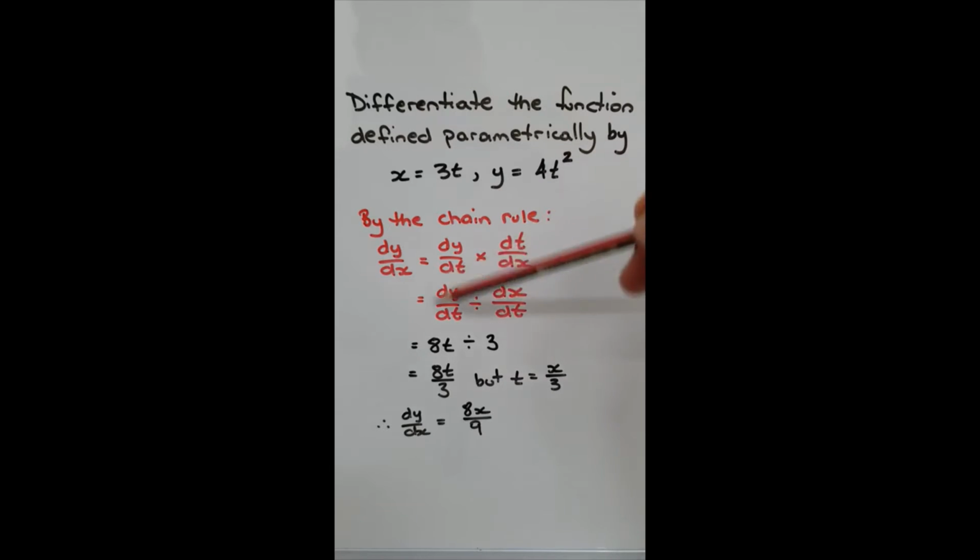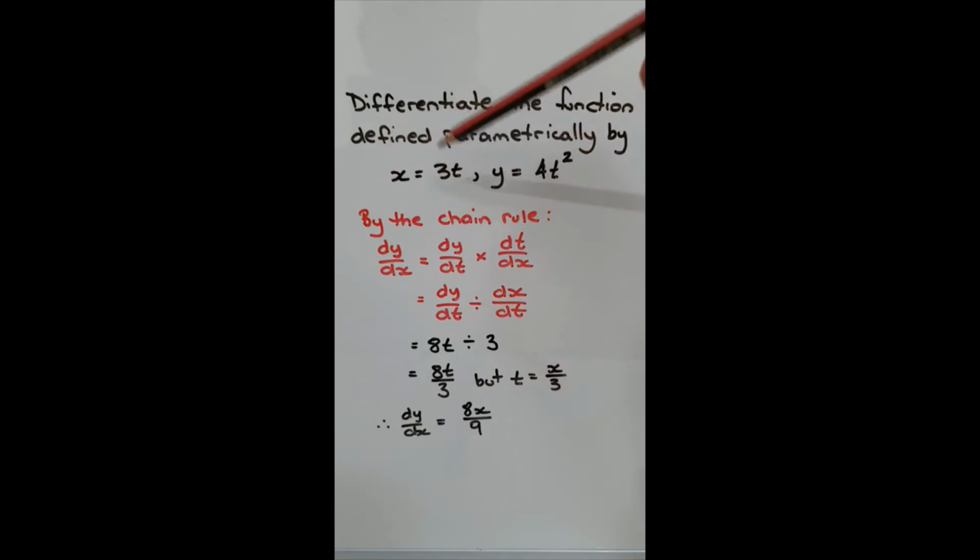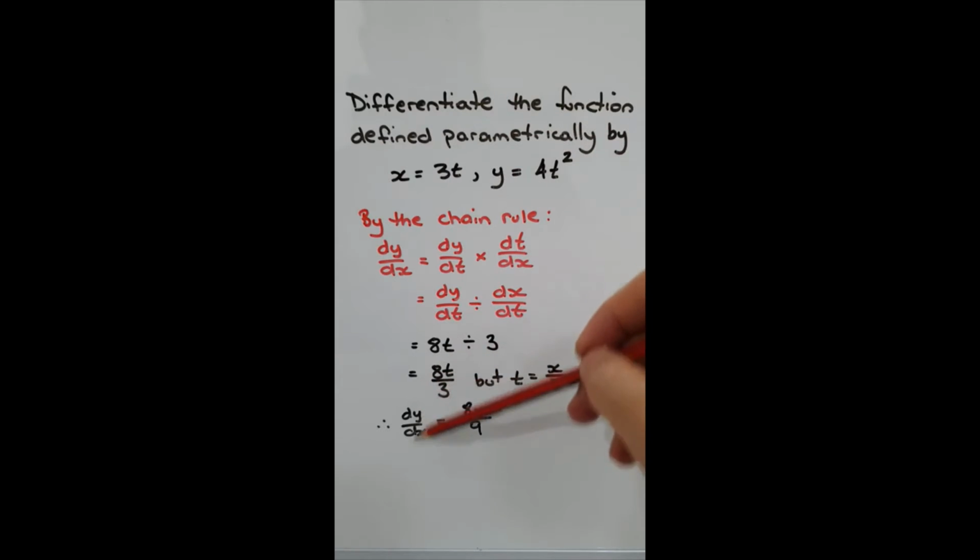Now dy/dt is found by differentiating this function here, and that's 8t, and dx/dt is found by differentiating this function here, and that's 3. And that's equal to 8t over 3. But t is equal to x over 3 if you rearrange x equals 3t and make t the subject. Therefore, dy/dx is equal to 8x over 9 if you substitute x over 3 for t.